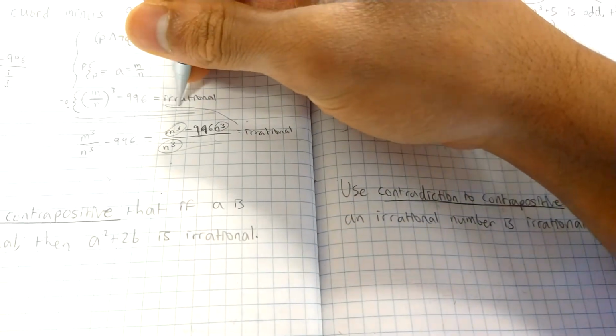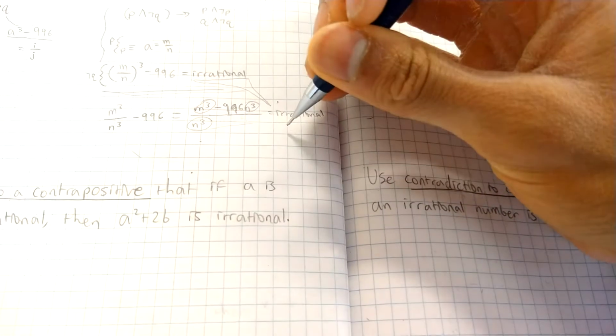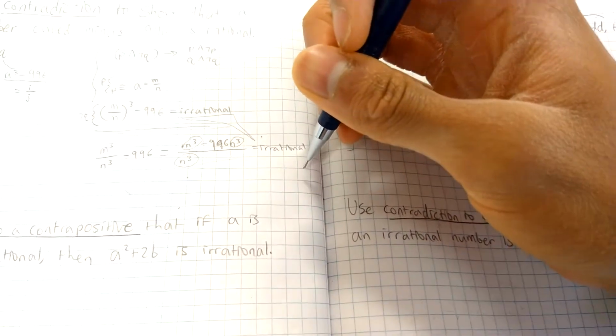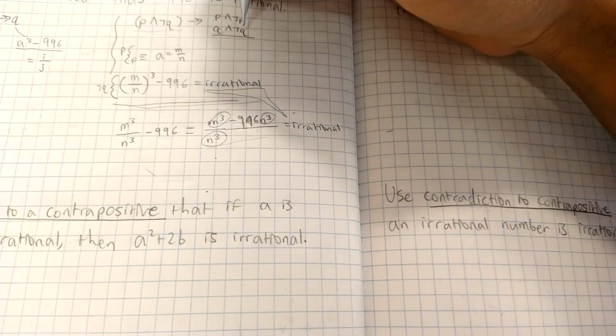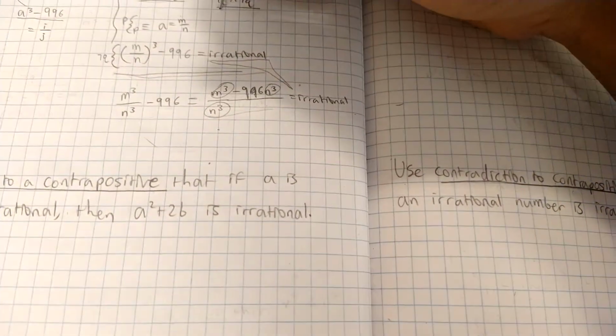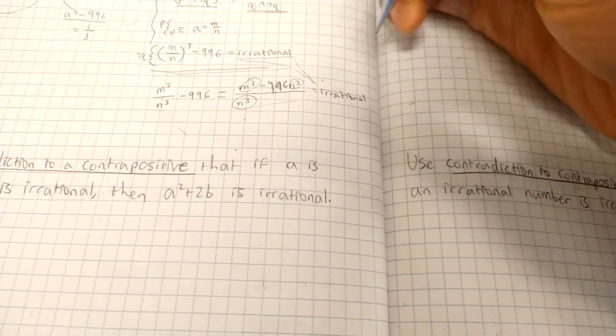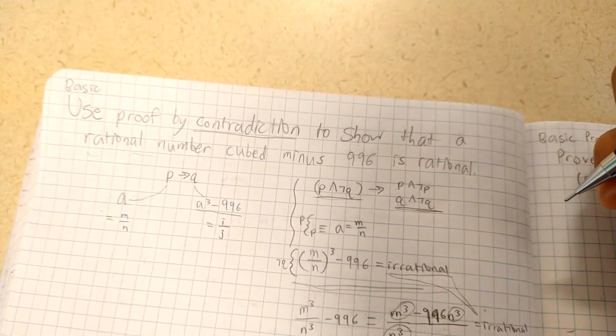By saying not Q, we were saying that it's irrational, but in reality it's rational. So that's where we're going wrong, and that's how we're asserting Q and not Q. Because we were able to assert that P and not Q would lead to Q and not Q, we just proved by contradiction that the statement above is true.